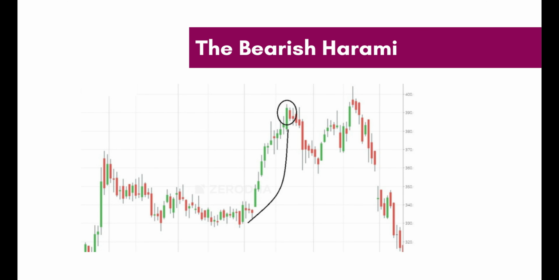This pattern creates a selling opportunity for the trader, hence a trader should look to sell the stock around the closing on day 2, with the stop loss being the highest high of the pattern.